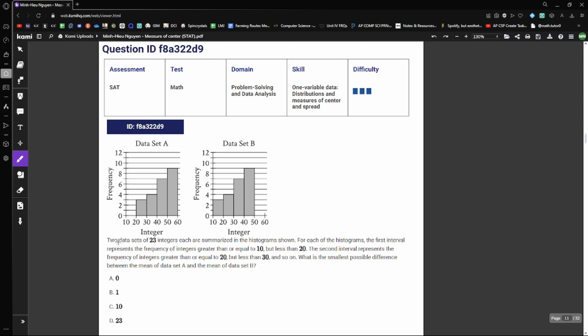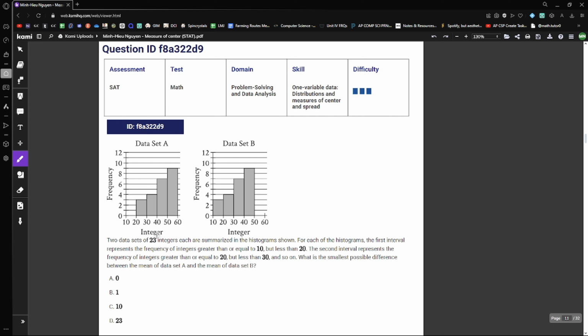Question number 11. Two datasets of 23 integers each are summarized in the histogram shown. For each of the histograms, the first interval represents the frequency of integers greater than or equal to 10, but less than 20. The second interval represents the frequency of integers greater than or equal to 20, but less than 30, and so on. What is the smallest possible difference between the mean of dataset A and the mean of dataset B? Now that was a whole chunk of words right there, so let's break this down.